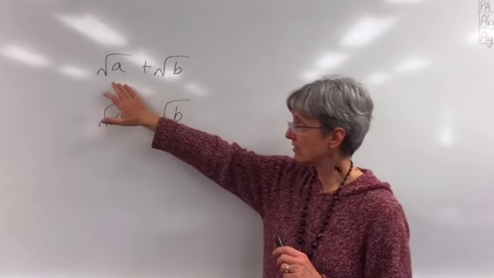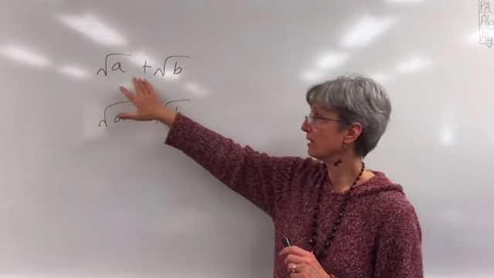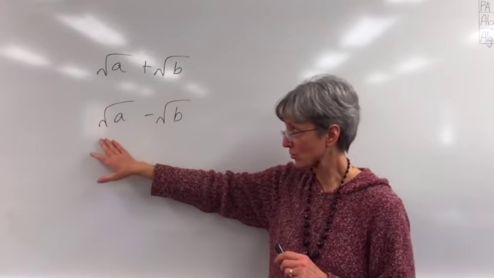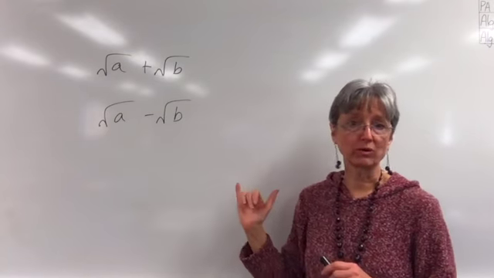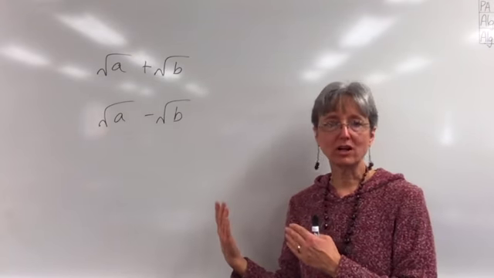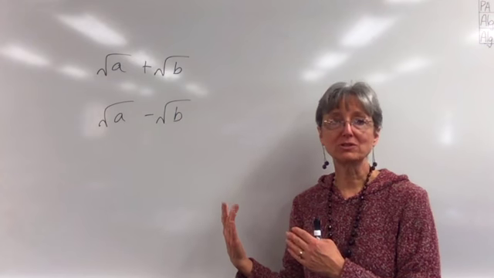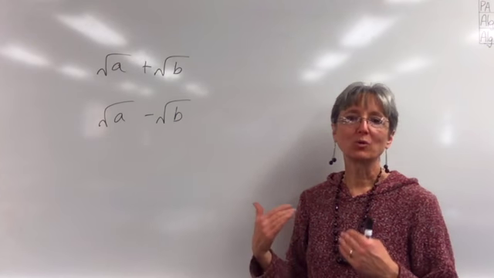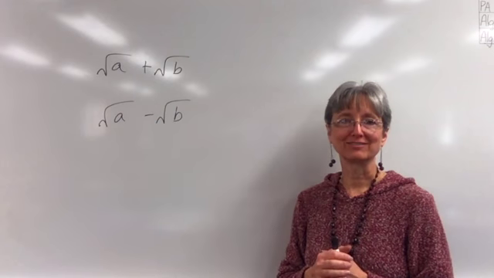So the conjugate of the square root of a plus the square root of b is the square root of a minus the square root of b. Just like the way conjugates were with complex numbers, exact same with radical expressions.